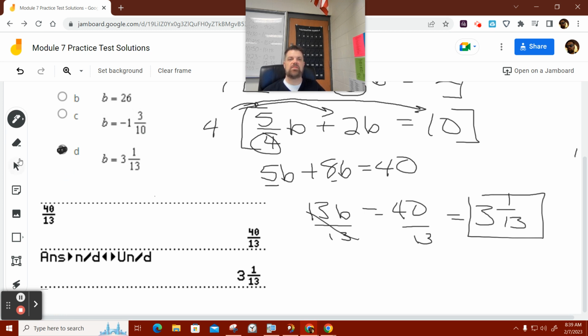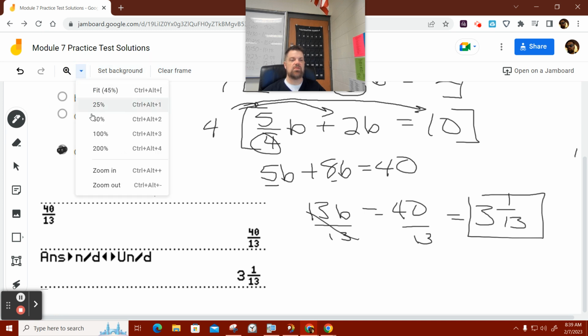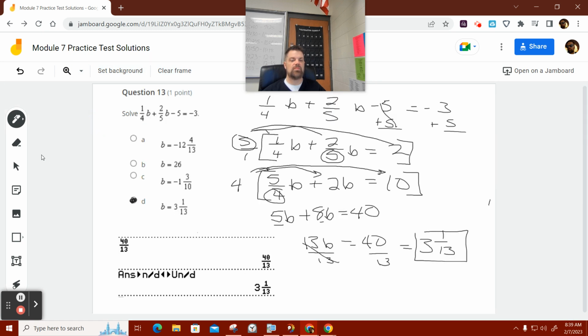Yeah, I think, well, it scrambles it, so. All right. You want me to zoom out? I'll zoom out so you guys can see the whole thing. Give me 1 second.